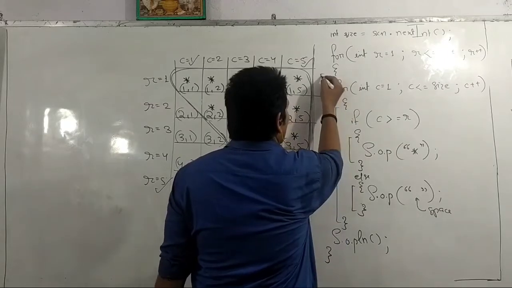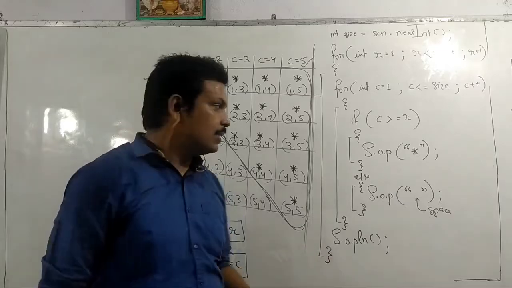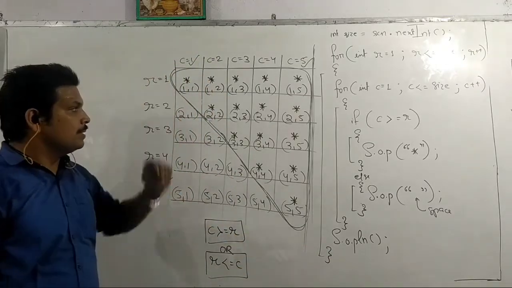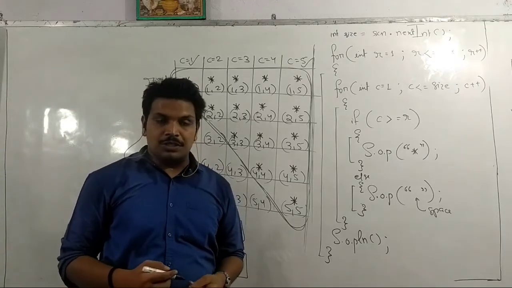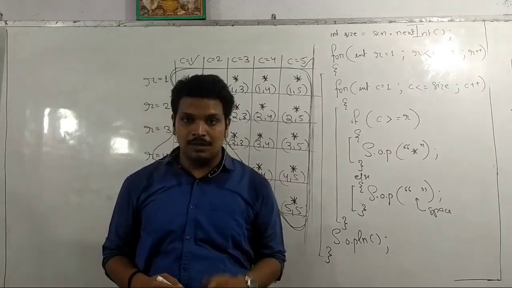Close the block of outer for loop. Okay, then you can close the block of main method and close the block of class. So this is how we can print this pattern on the output screen. Clear? Now let me show you the same thing in my laptop.